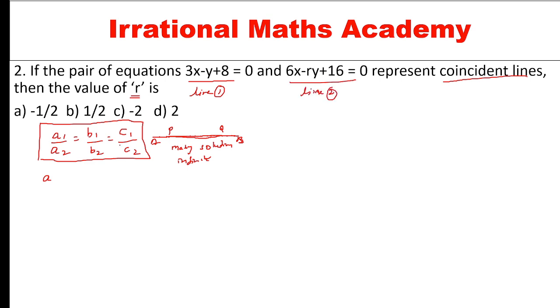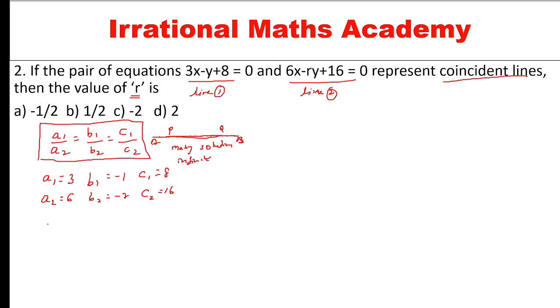Okay, so what is my A value from? A1 value equal to 3 and B1 value equal to -1, C1 value equal to 8, A2 value equal to 6, B2 value equal to -R, and C2 value equal to what? 16.